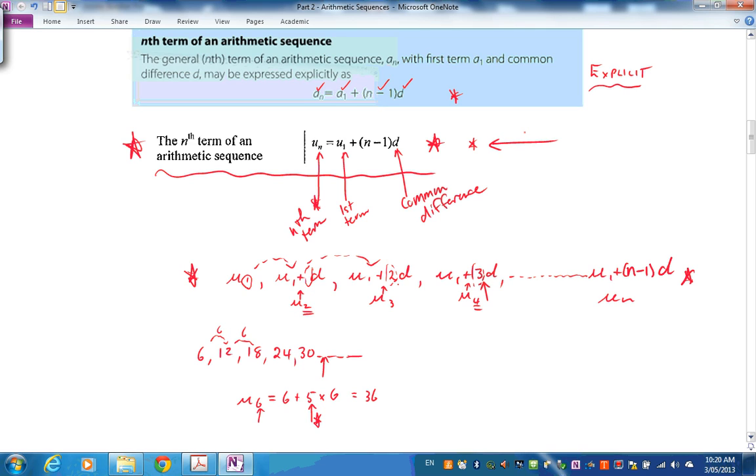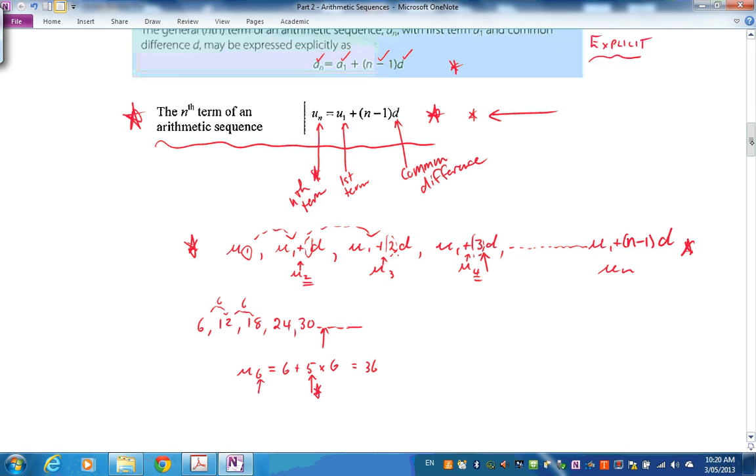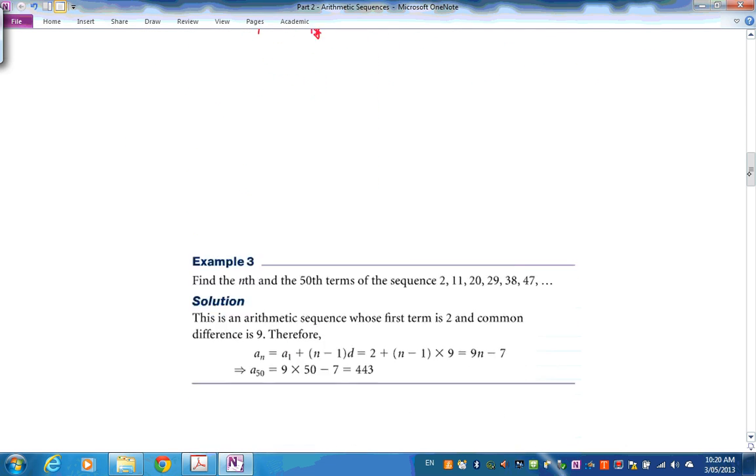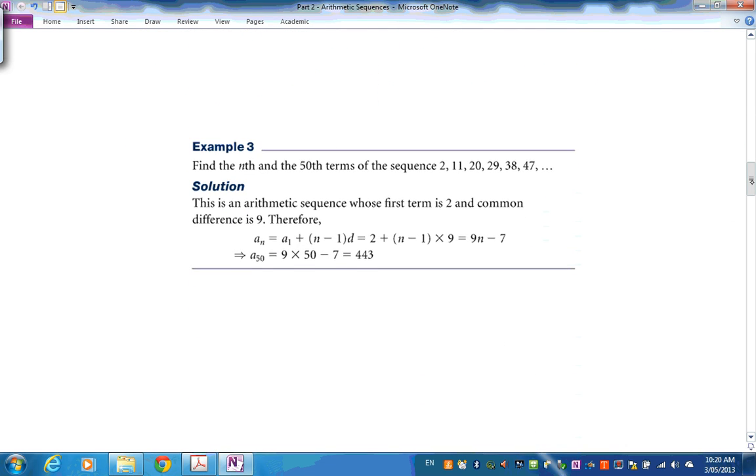Let's go down and have a look at some examples of what we might do with this now. These again are from Pearson, so have a look here. Find the nth and 50th terms of this sequence. So obviously the best way to do that is to use an explicit formula.